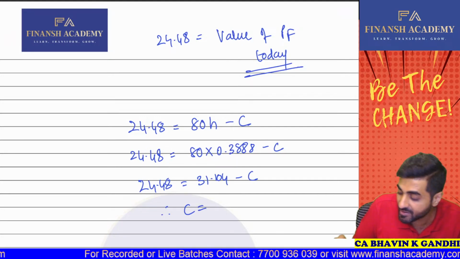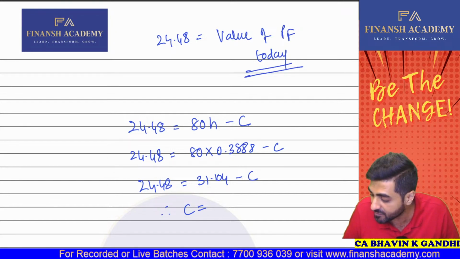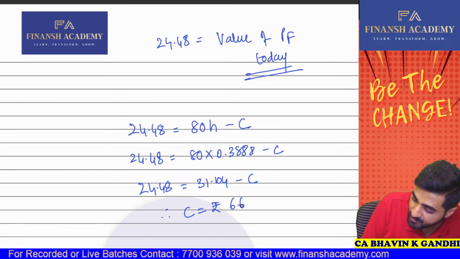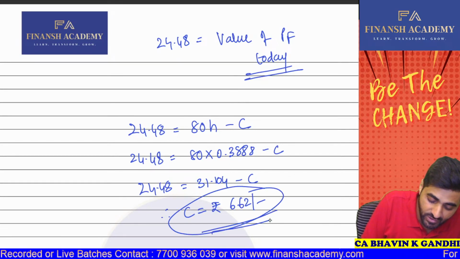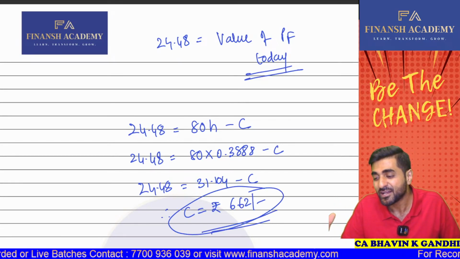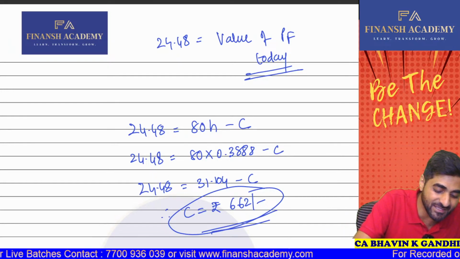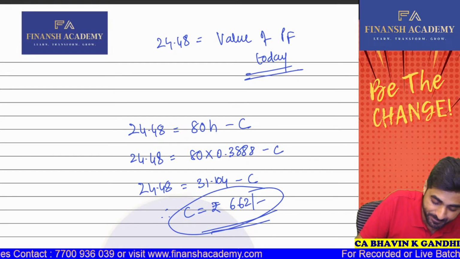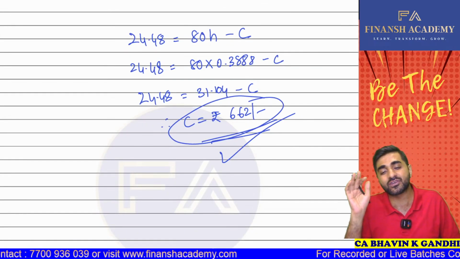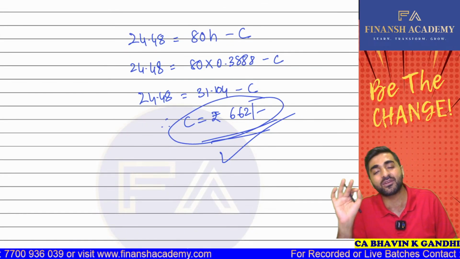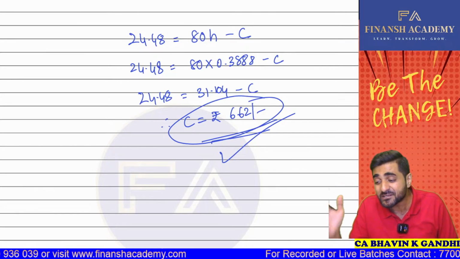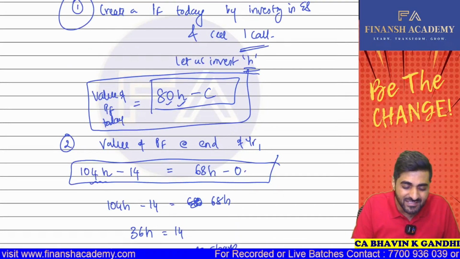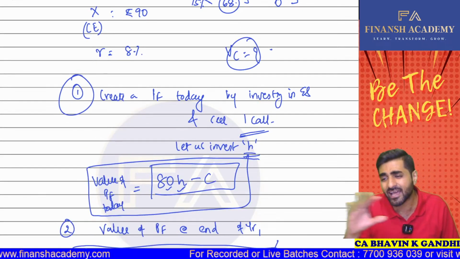So what is your C, my dear students? From this, if I subtract 24.48, eventually I'll be getting 6.62. So finally, my dear students, what we have actually got is the value of the call option today. So they have told you what is the value of the call option. So the value of the call option today is nothing but 6.62. So this is what we do, my dear students, in your risk-less model. This is the entire process, your entire steps.